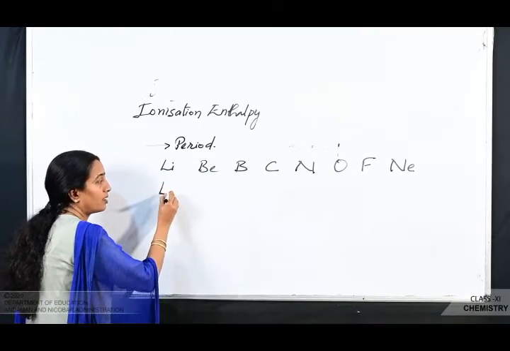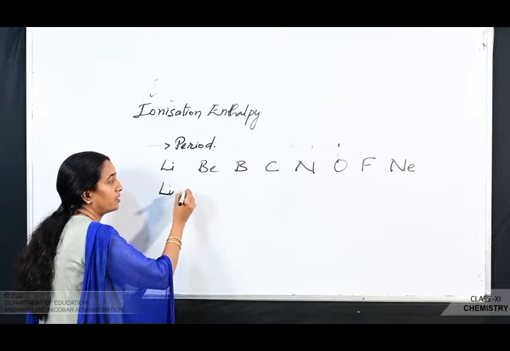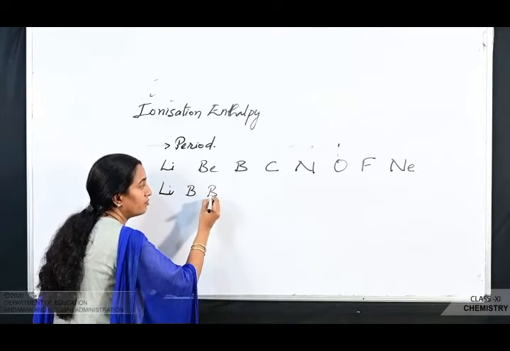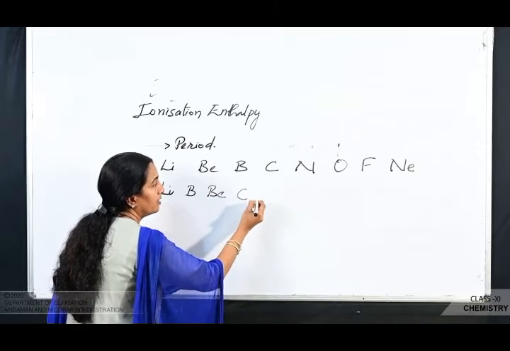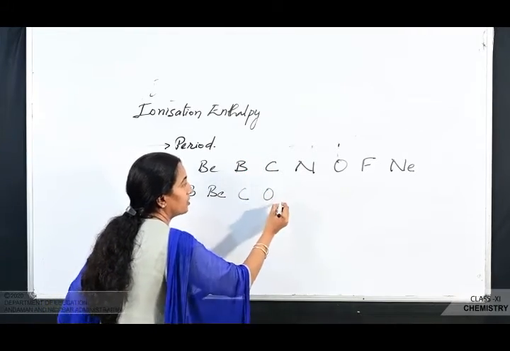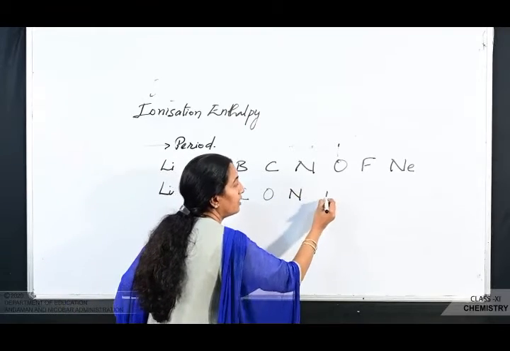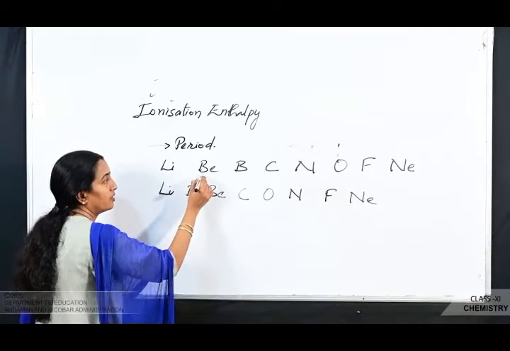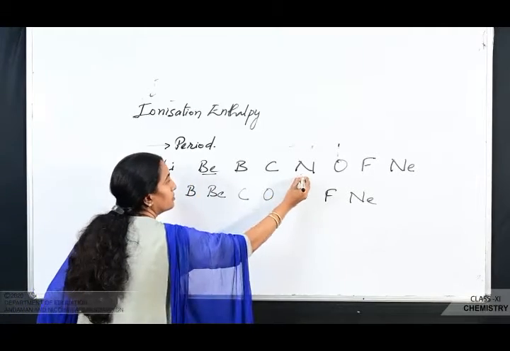Remember, the ionization enthalpy increases in this order: lithium, boron, beryllium, carbon, oxygen, nitrogen, fluorine, then neon. Why do these changes happen between these two?